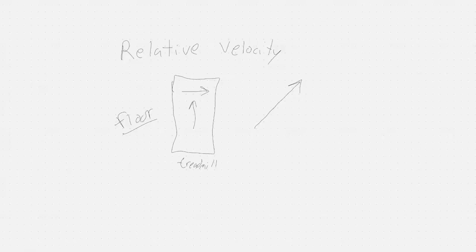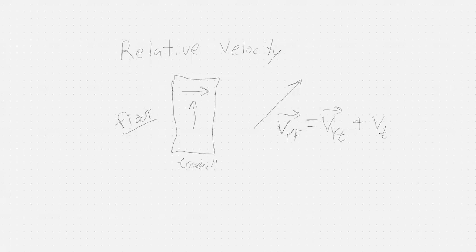you can figure out what the velocity would be relative to one reference in the following way. The velocity of u relative to the floor would be equal to the velocity of u relative to the treadmill plus the velocity of the treadmill relative to the floor. And if you line these things up this way, it always works.